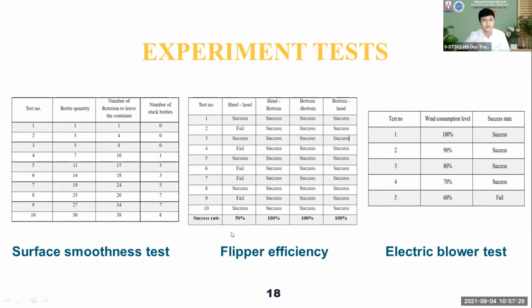Next one is the flipper efficiency. We tested in 4 different situations, and only the head situation had a 50% success rate, while the other 3 had a 100% success rate. Coming to the electric blower test, with the wind consumption level below 70%, it cannot have enough force to push the bottle to the line.